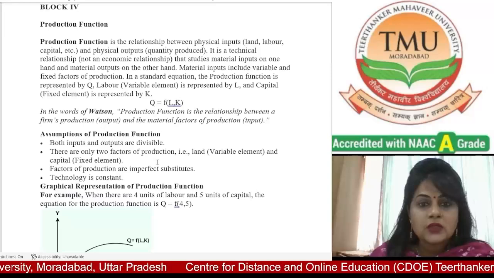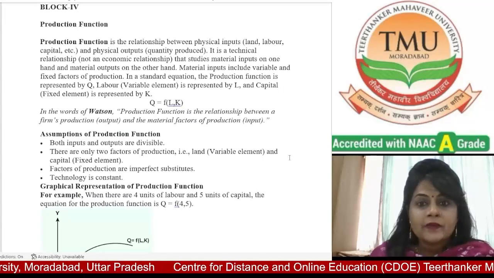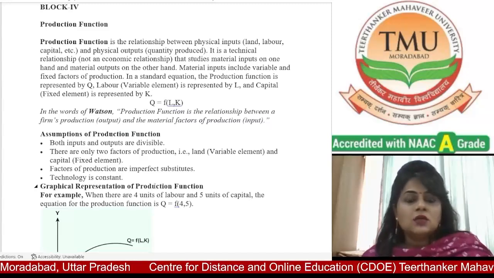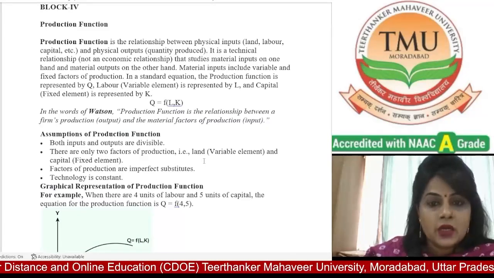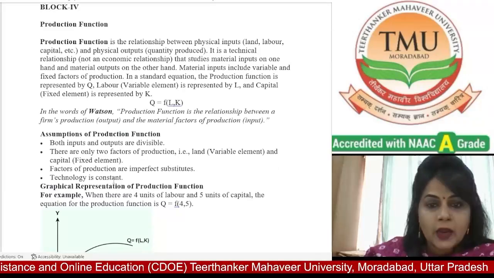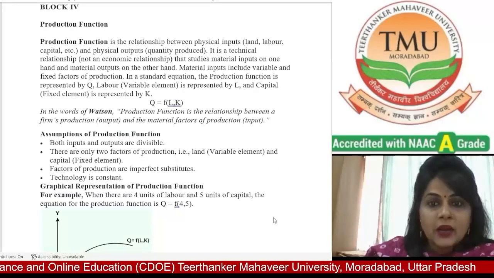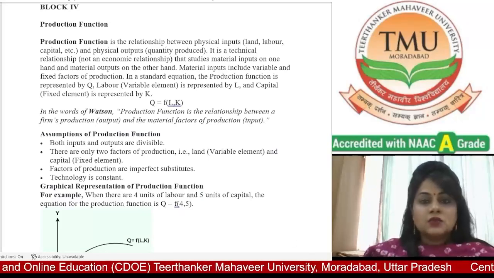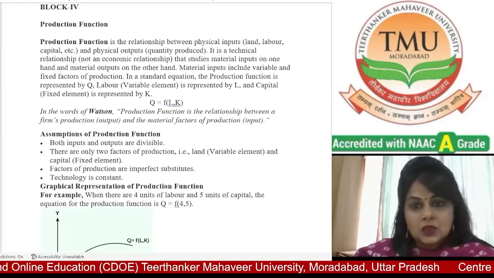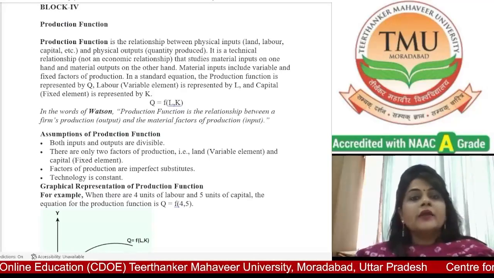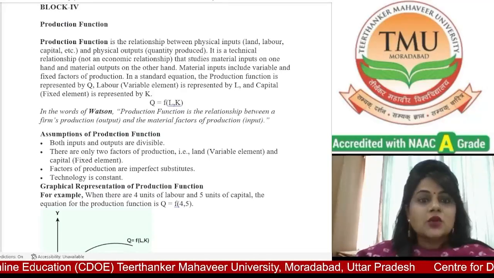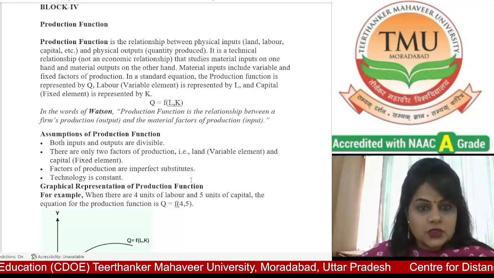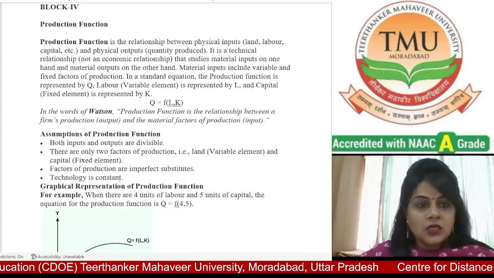So there are two factors of production: labor, the variable element, and capital, the fixed element. I hope you understood that labor is the variable element, which is denoted L, and capital is the fixed element, which is denoted K. Factors of production are imperfect substitutes. Technology is constant.